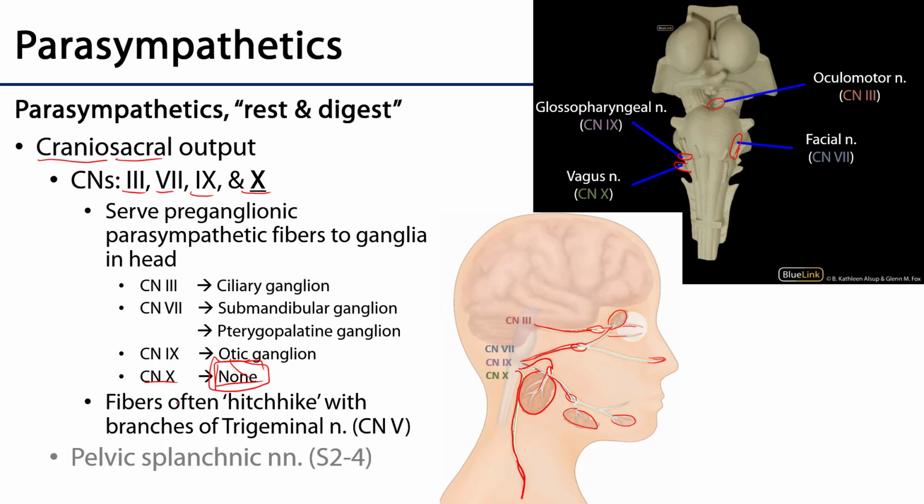It's very important to note that those fibers of 3, 7, and 9 on the way to their targets are going to hitchhike with various branches of the trigeminal nerve, and we'll see that throughout the various sessions of the course.